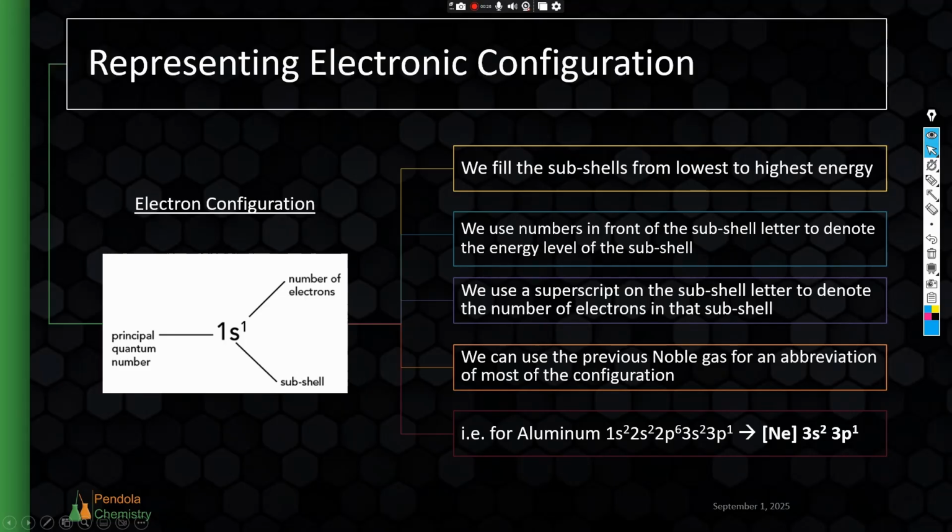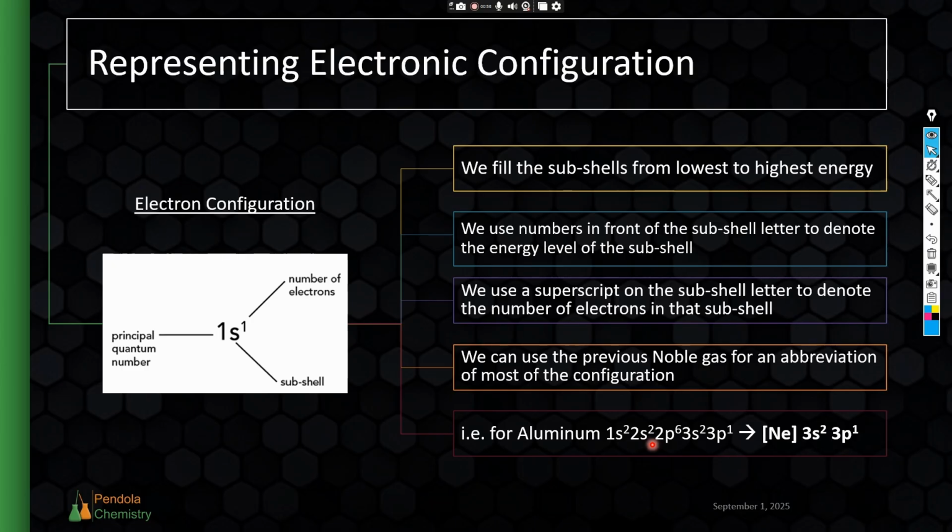So electronic configuration can actually be represented in one of two ways. The first way of doing electron configuration is often called either shorthand notation or 1s notation, which we see here. In 1s notation and shorthand notation, we're going to be using a very linear way of writing the electronic configuration.